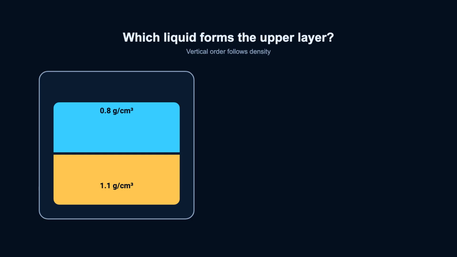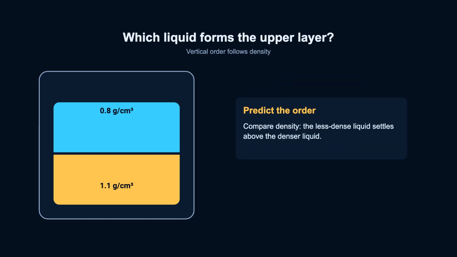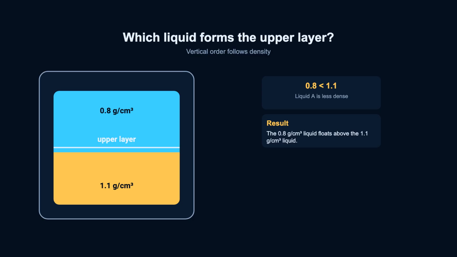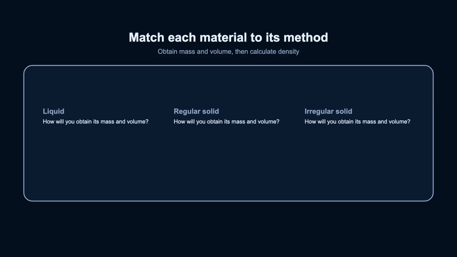Two non-mixing liquids have densities of 0.8 and 1.1 grams per cubic centimeter. Predict their vertical order. Which liquid forms the upper layer? The liquid at 0.8 grams per cubic centimeter is less dense, so it floats above the liquid at 1.1 grams per cubic centimeter. Match each material to its method.